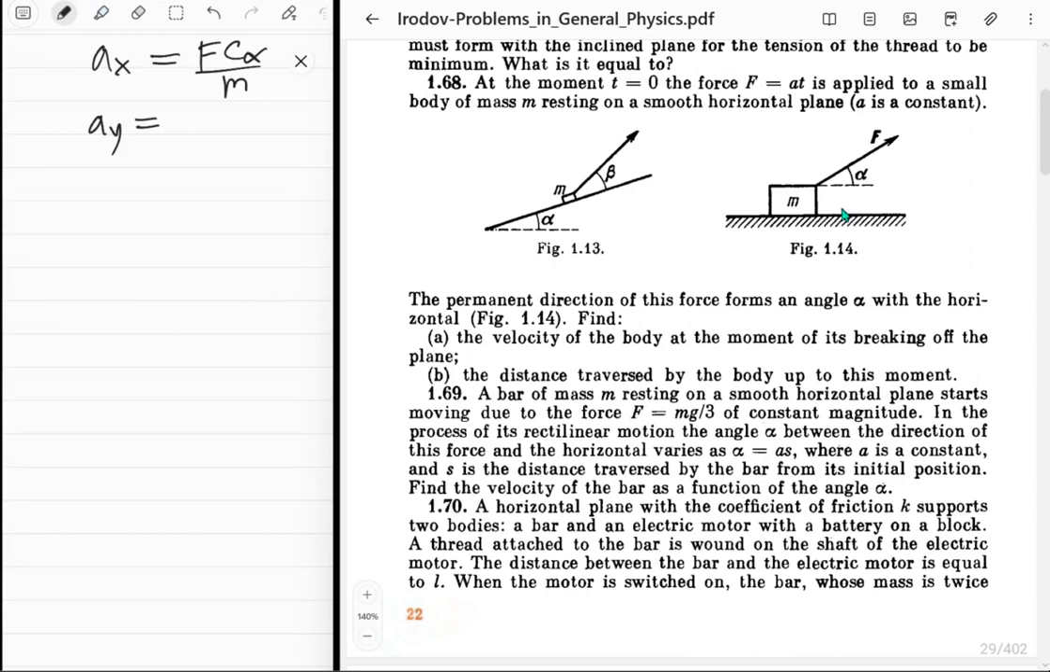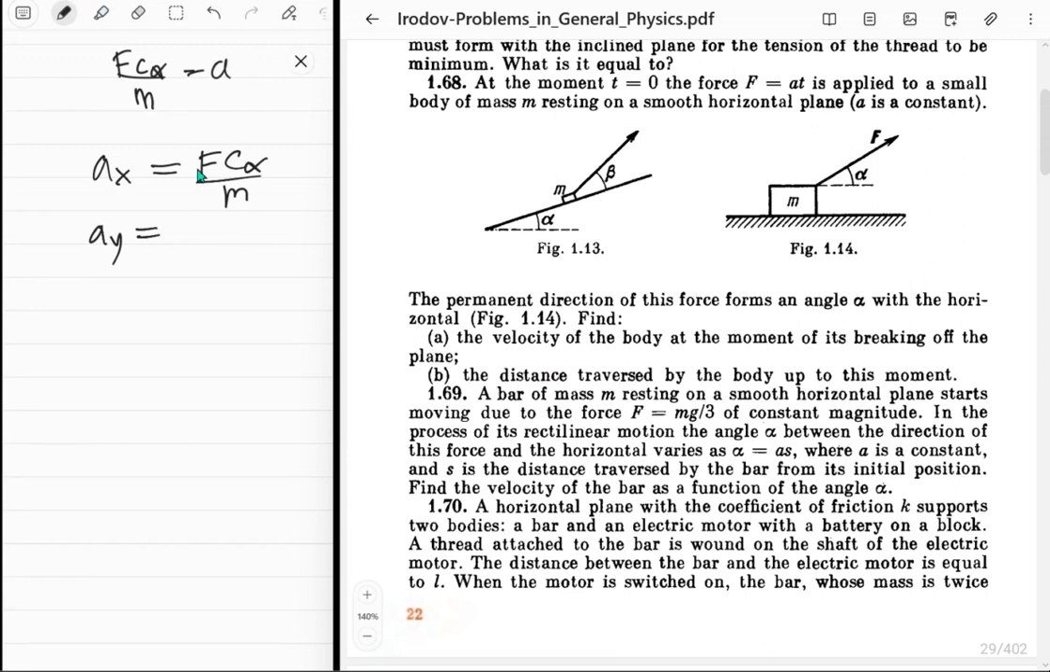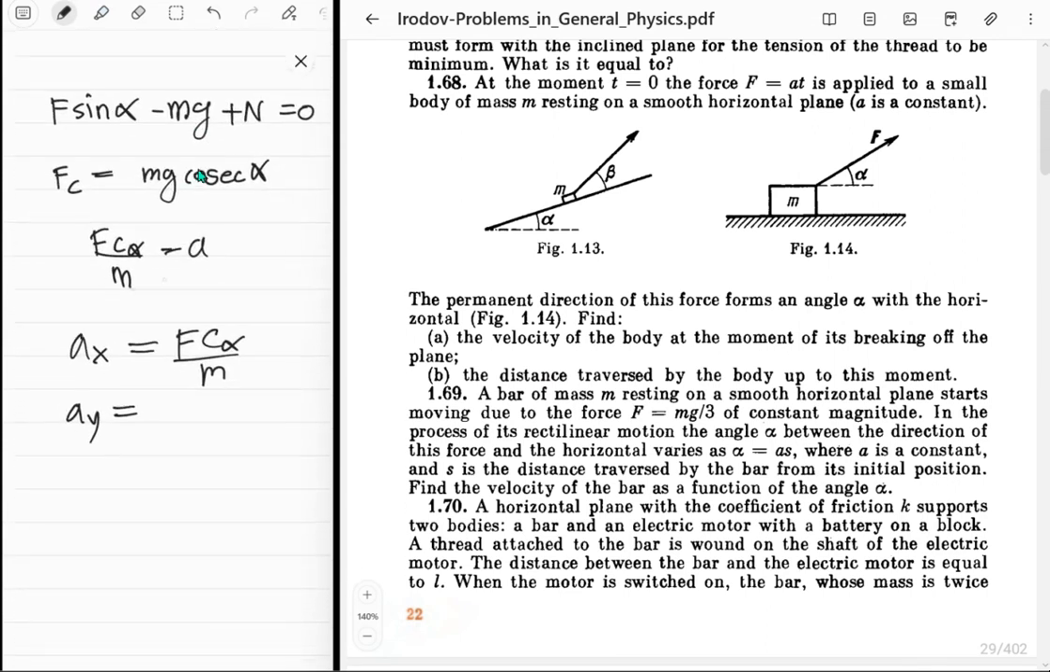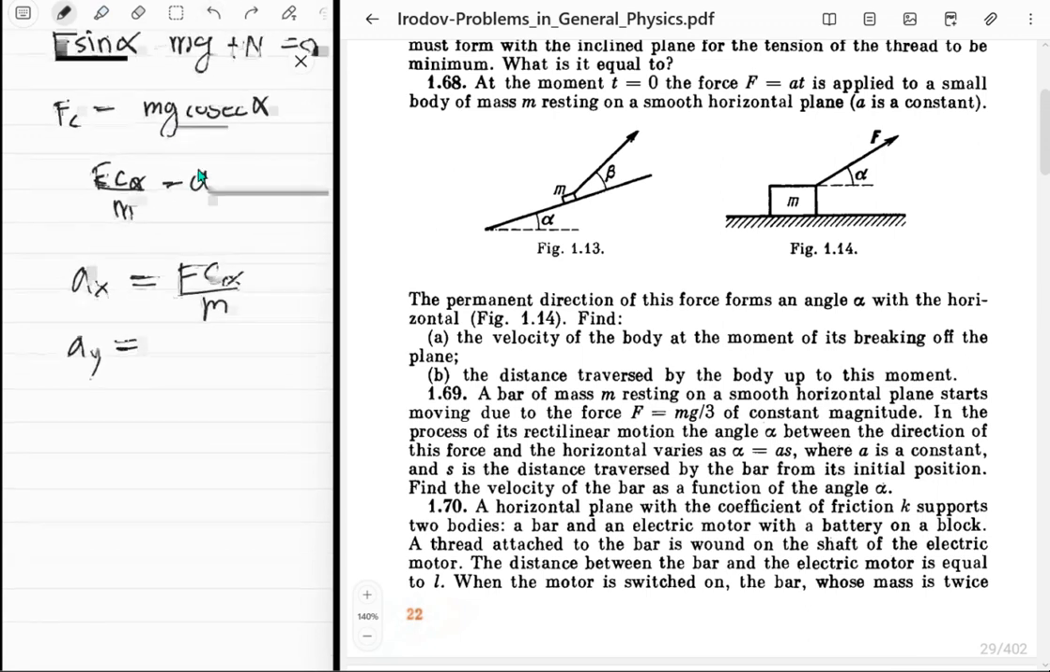This x velocity over here, right? And that's this thing, F cosine alpha upon m, till the time, so till the force basically becomes this thing, right?